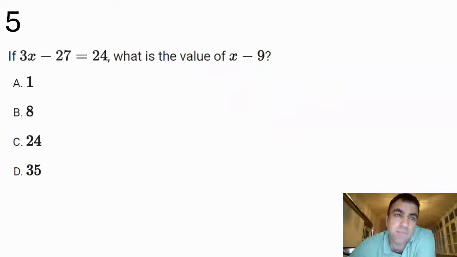Fifth question. If 3x minus 27 is equal to 24, what's the value of x minus 9?